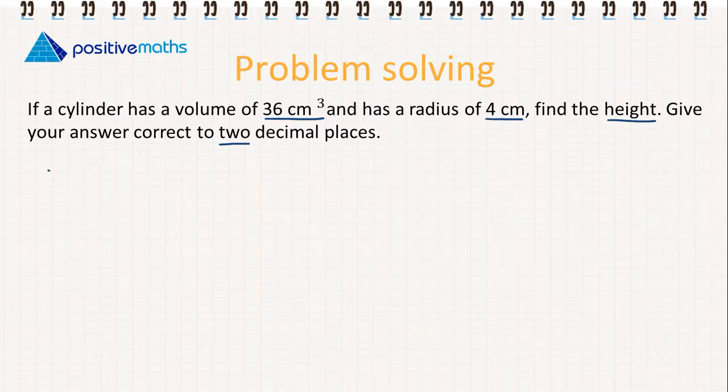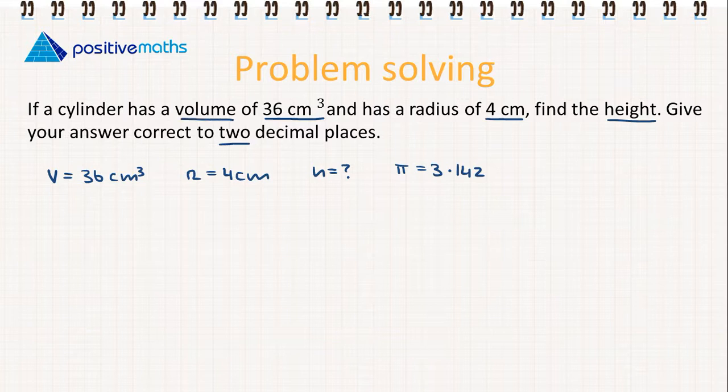The first step is to write down what we're given. So the volume is equal to 36 centimeters cubed. The radius is equal to 4 centimeters. We're looking for the height, and we're going to use pi is equal to 3.142. Okay, that's our first step. The next step is to identify which formula we're going to use.